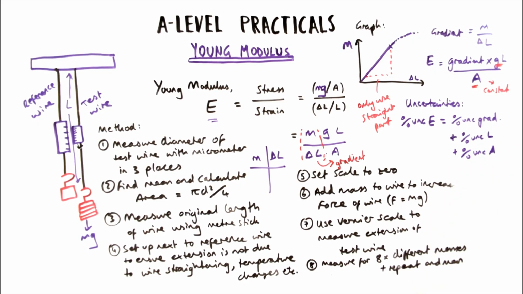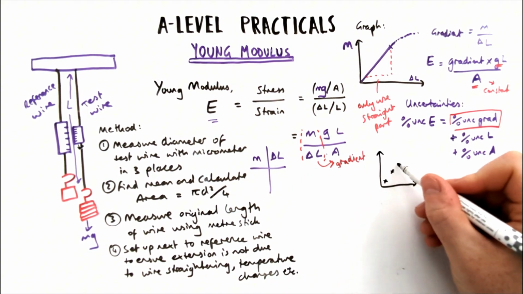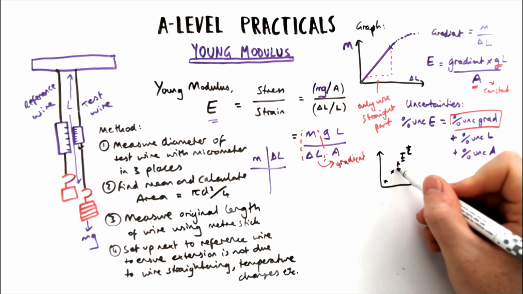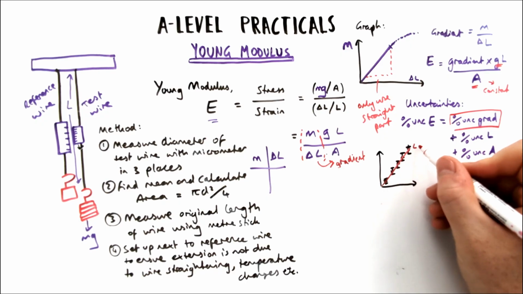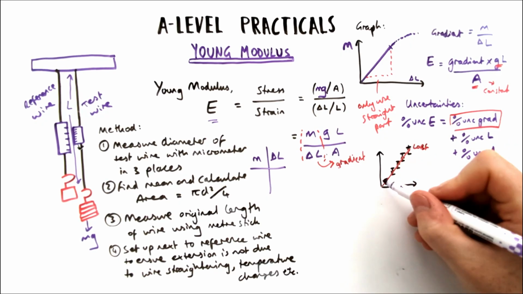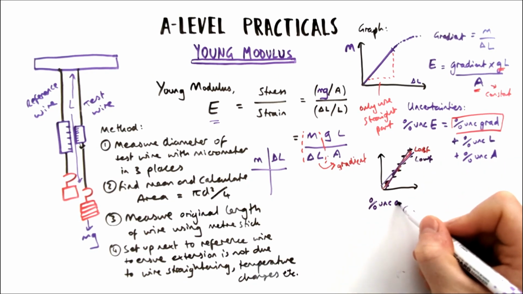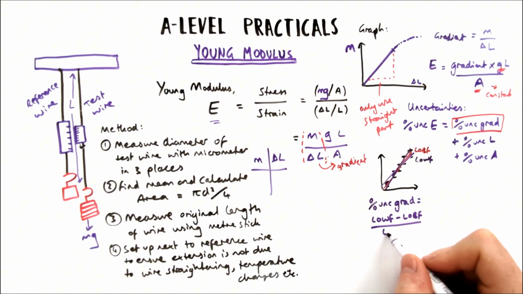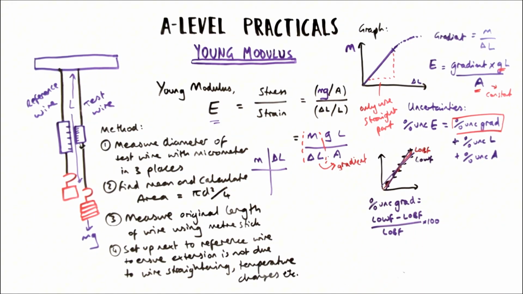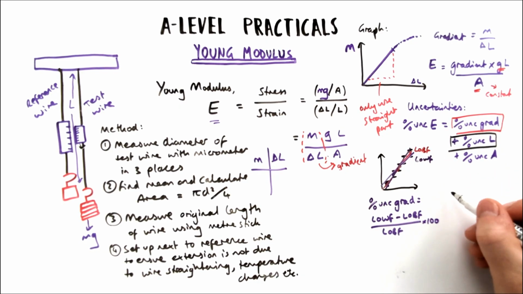So the percentage uncertainty in the gradient: if you're able to know what the percentage uncertainty in the mass and the extension are, then you can make error bars. And once you've done error bars, you'll have a line of best fit, and you can also draw lines of worst fit. That's the steepest or the shallowest line that goes through all the error bars. To find the percentage uncertainty in the gradient, you just do the difference between the gradient of the line of worst fit and the line of best fit, and then divide that by the line of best fit gradient times by 100 to make it a percentage.